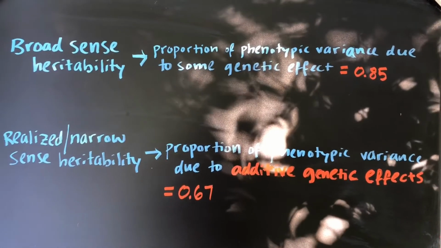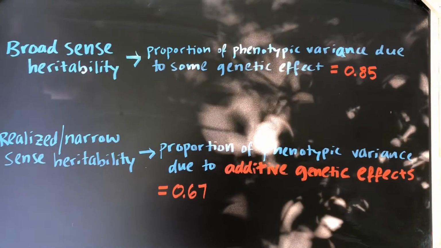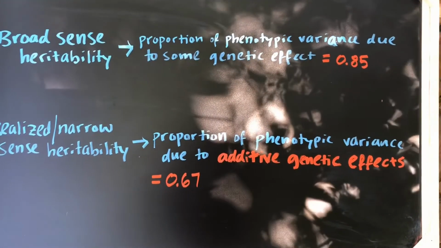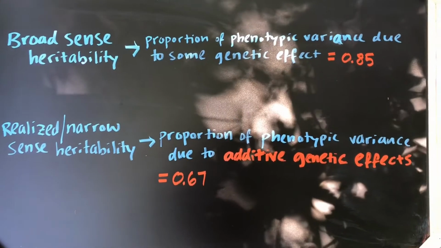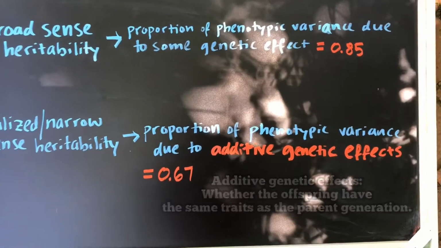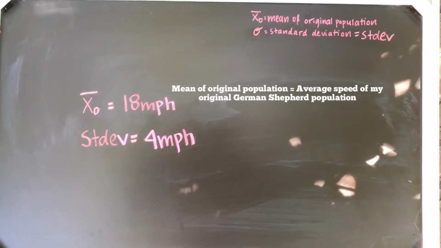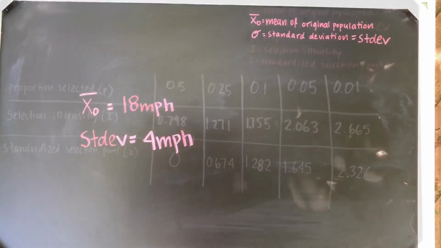I'm given two heritability numbers for my calculations. I have a broad sense, which is 0.85, and then my realized or narrow sense is given to me as 0.67. I'm going to be using the realized or narrow sense heritability number because I'm interested in the additive genetic effects. The mean of my parent population is going to be 18 miles per hour. My standard deviation is 4 miles per hour.